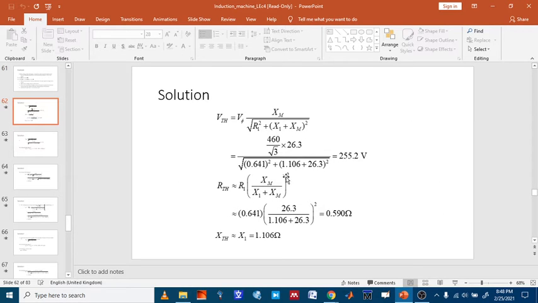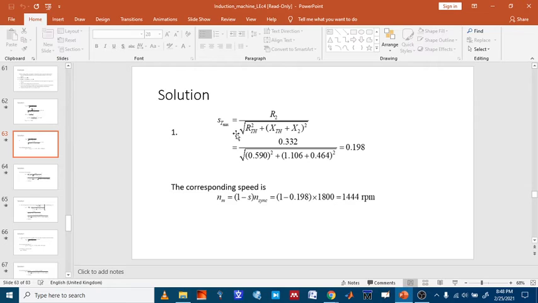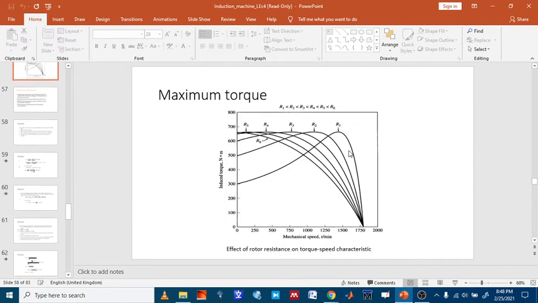So for RTH, you use this formula, and you substitute and you get this. And XTH is the same as X1. Yes, XT max, the maximum torque. The maximum torque occurs when XT max is equal to R2 all over this. Do you get it? So for XT max, that will be 0.19. That's for XT max.